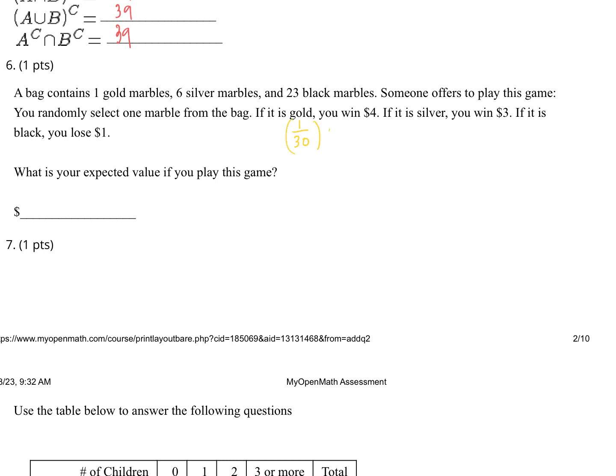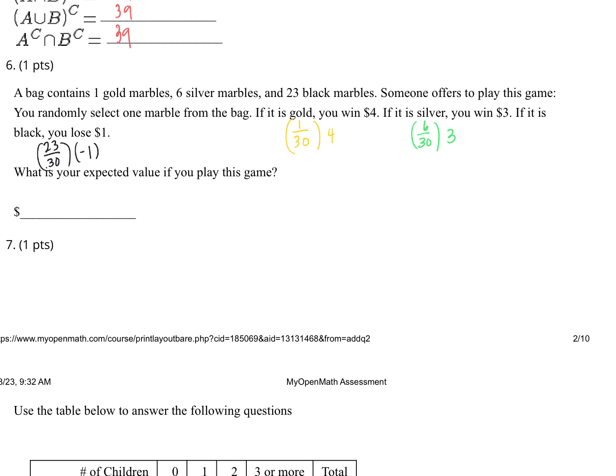All right, if it's silver, I guess I'll just use green. If it's silver, there are 6 silver marbles. So 6 out of 30, you win $3. And then if it's black, that's going to happen 23 out of 30 times. You lose $1, so times -1.